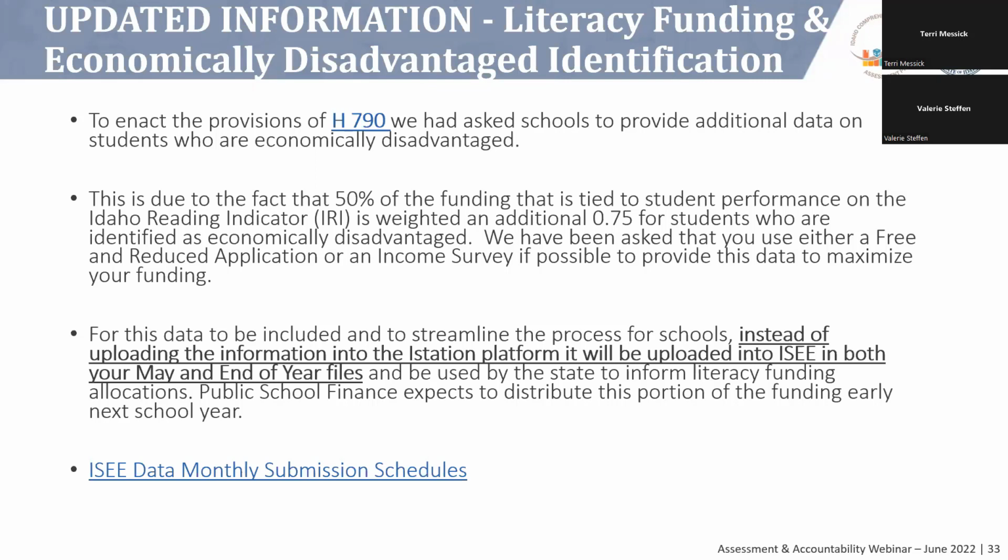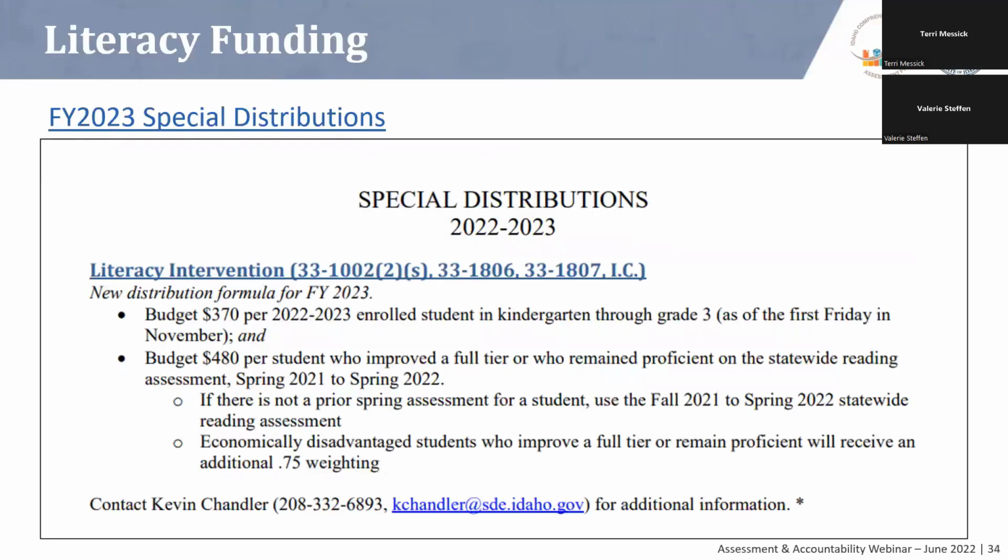Public School Finance expects to distribute this portion of the funding early next school year. On this slide is a link to the IC data monthly submission schedule. As mentioned during the ISAT section of our webinar, our Public Finance Department has created and posted the fiscal year 2023 special distribution document at the link embedded in this slide. As needed, work with your business managers to provide them the necessary student performance data from Istation.